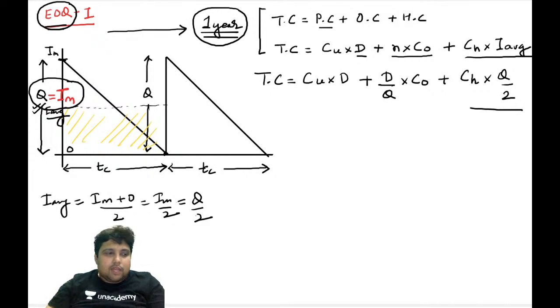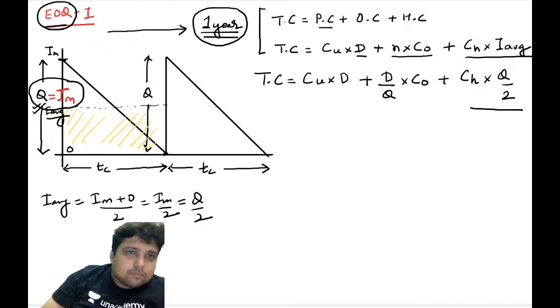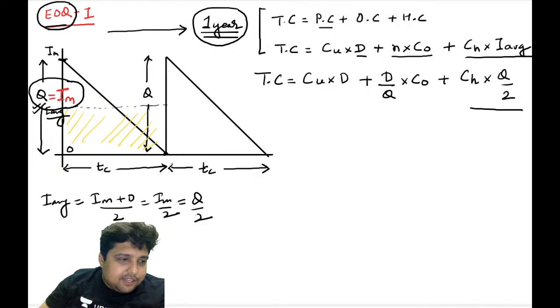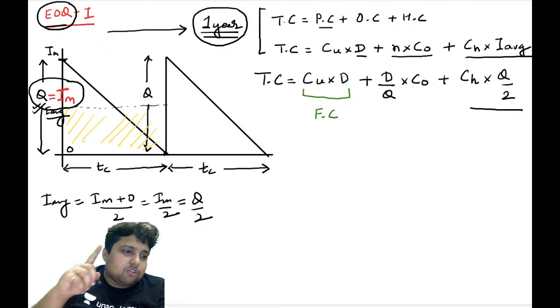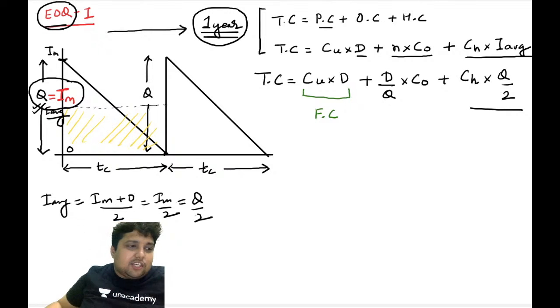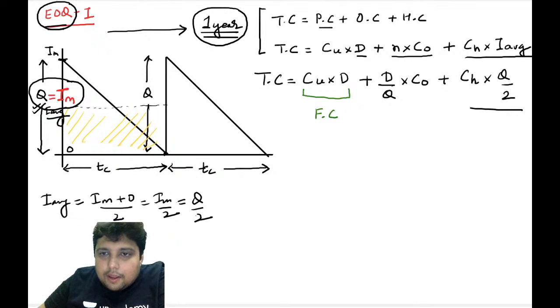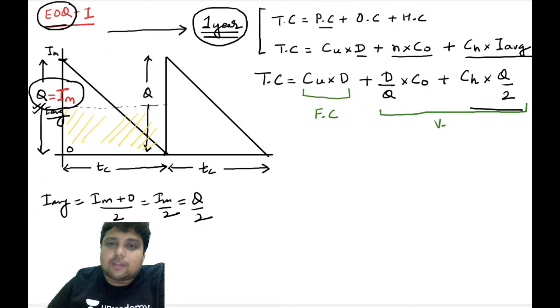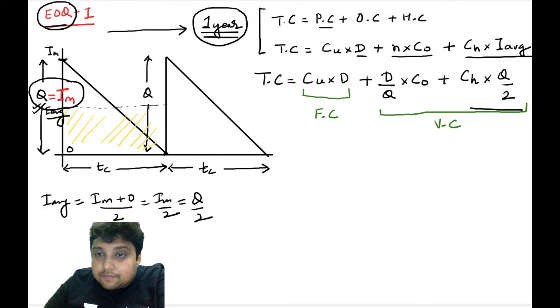So guys, now let's see. We know that this part is the fixed cost. Why fixed? Because for 1 year time period, the total purchase cost will not vary. But we all know that this part is the variable part. This will vary. This will definitely vary, with respect to the lot size. We have already discussed this thoroughly.